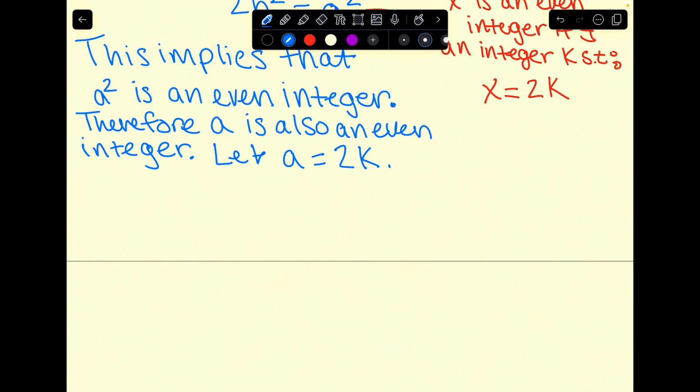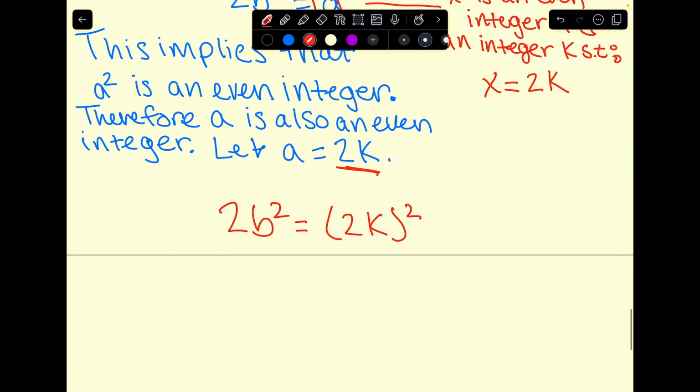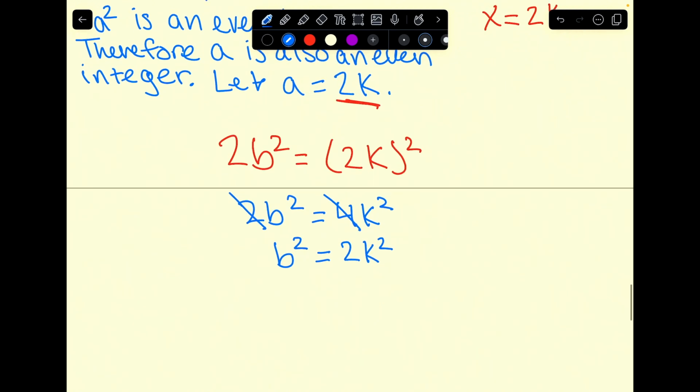And then we can substitute that into our equation. We're going to replace a here with 2k. So this new equation becomes 2b squared equals 2k squared. And now let's do some simplifying. We get 2b squared equals 4k squared. And then we can simplify it further by canceling out the 2 on the left side, and it reduces the 4 on the right. We're now left with b squared equals 2k squared.